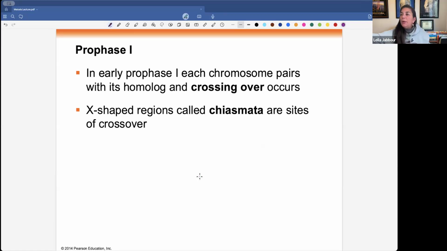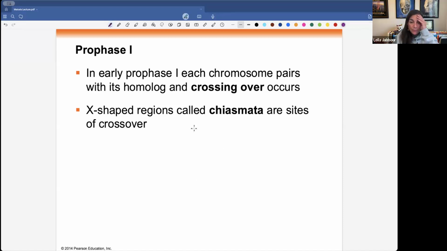All right, so let's see what's going on in prophase one. In early prophase one, each chromosome pairs with its homologue and crossing over takes place. This is something that does not take place in mitosis. So these are going to look like X-shaped regions. You'll see, I'm going to draw one. Those regions where they cross over are called points of chiasmata. And this is where the crossing over is going to take place.